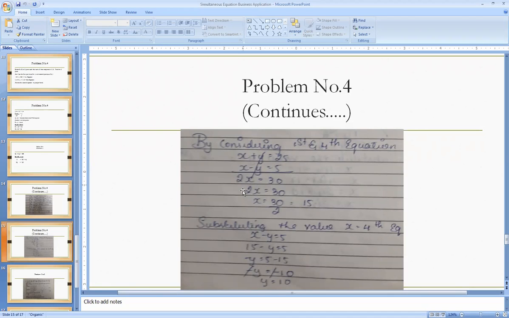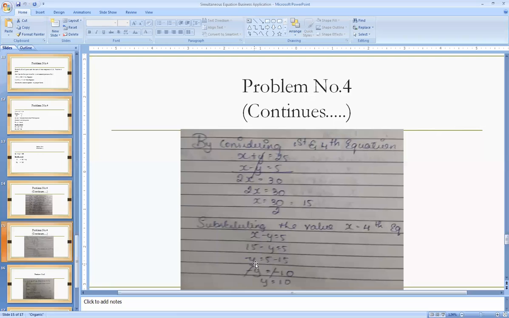So here 1x and 1x become 2x, and 25 plus 5 becomes 30. 2x equals 30, which means x equals 30 by 2, that is 15. And the same thing as we did for the earlier questions, we have to substitute the value. In the fourth equation, x minus y equals 5, the value of x is 15, so 15 minus y equals 5.